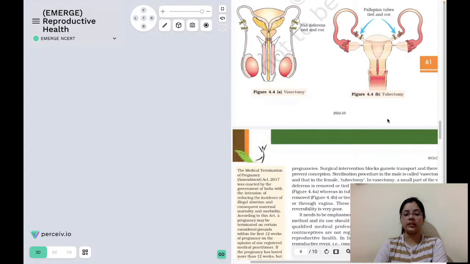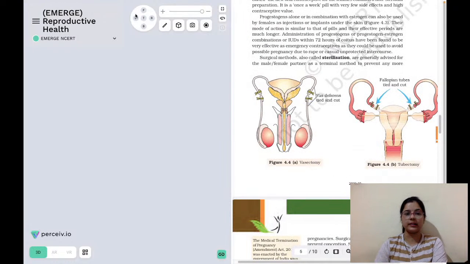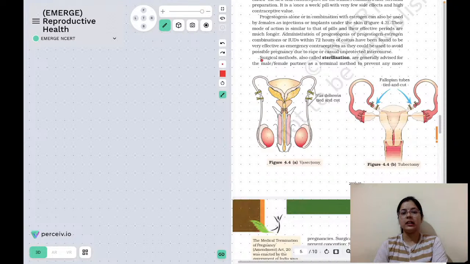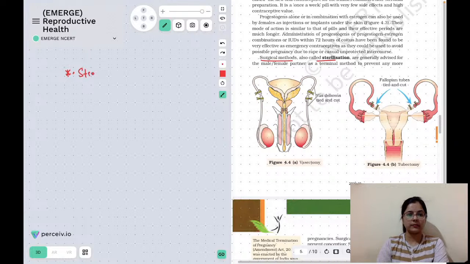So we were at this point of the sterilization. तो basically हम sterilization की बात कर रहे थे. You can see over here. तो sterilization में basically surgical method होता है which is called the sterilization. So we were dealing with sterilization. So sterilization we all know is basic.